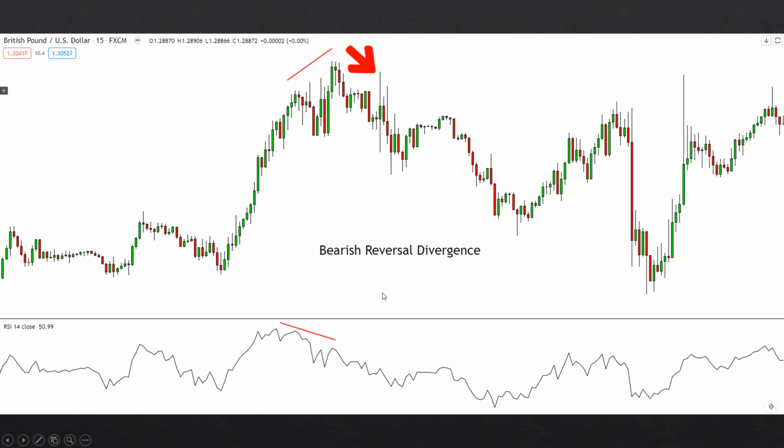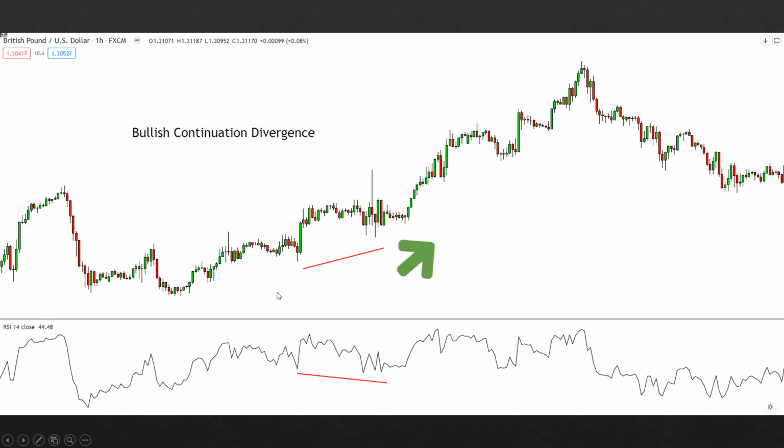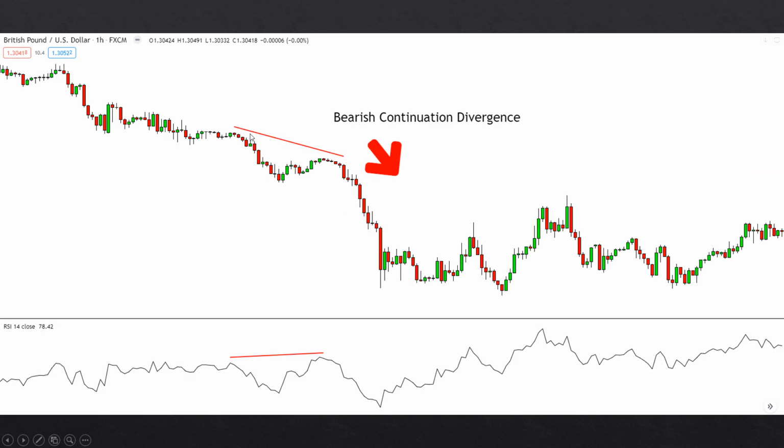A less understood and yet powerful type of divergence is the continuation divergence, which, as the name suggests, indicates a continuation in the current market movement instead of a reversal. When price is creating higher lows and the RSI is creating lower lows, we have a bullish continuation divergence, which means that price will continue going up. When price action is creating lower highs and the RSI is creating higher highs, we have a bearish continuation divergence, which signals a continuation in a downward movement.